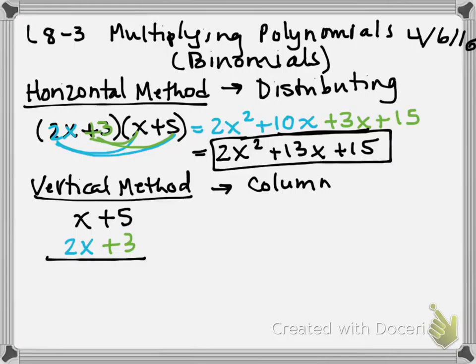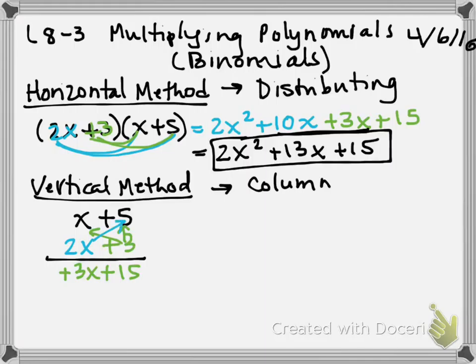So just like with column multiplication, like with a two-digit number times a two-digit number, we start with the ones digit and we multiply everything on top by the ones digit. So I start by multiplying the 3 times the 5, and that gives me positive 15. And then I multiply the 3 times the x, that gives me a positive 3x. Now, just like I did in column multiplication, now I'm going to multiply everything by the tens digit, but I go back to the ones column.